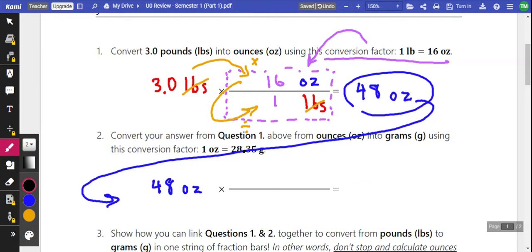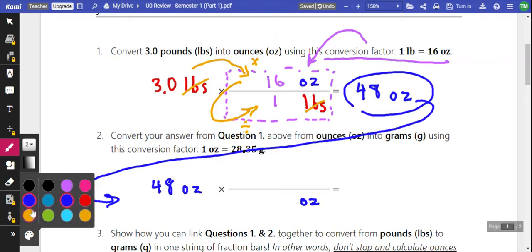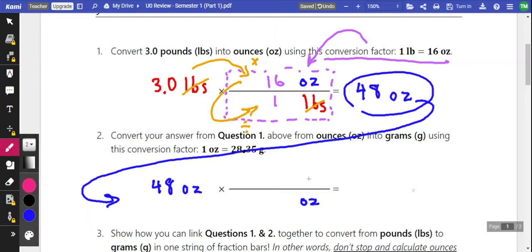Now I've got to figure out which goes on top and which goes on bottom. My old unit is always going to go on bottom, so I can cancel it out. It's going to be on the opposite side of what I'm trying to cancel. So if I'm trying to get rid of ounces, I want ounces to be on bottom here. Which means my new unit that I'm trying to get to, which in this case is grams, is going to be on top. So when I do this, I'm going to end up canceling out my ounces.